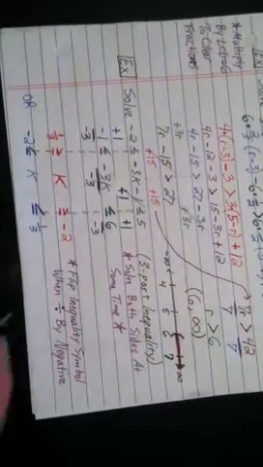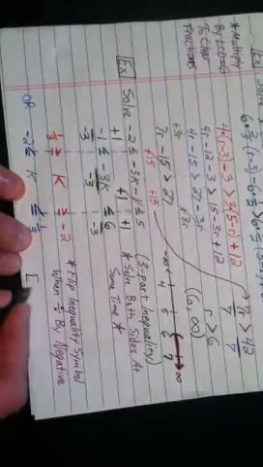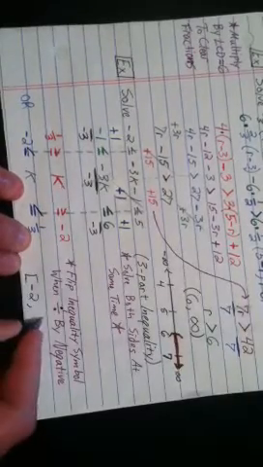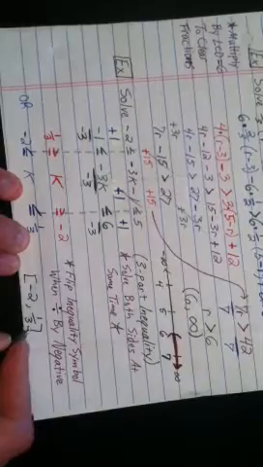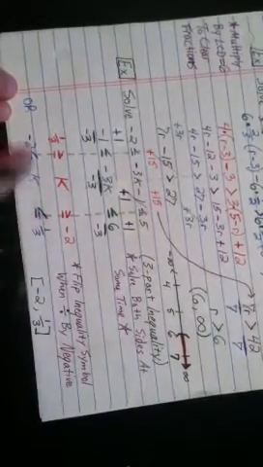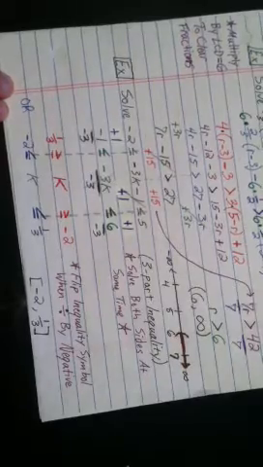And then if they wanted interval notation, it'd be given with brackets: negative 2 to 1/3. Brackets on both sides because we have less than or equal to symbols. And that is all we have for section 3.1.